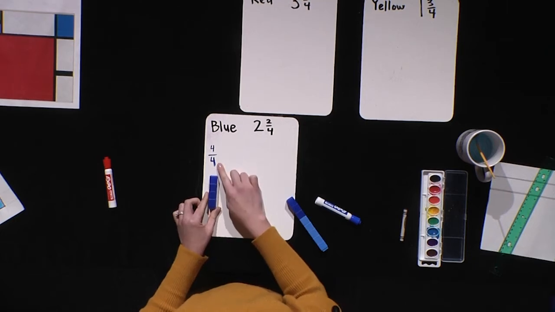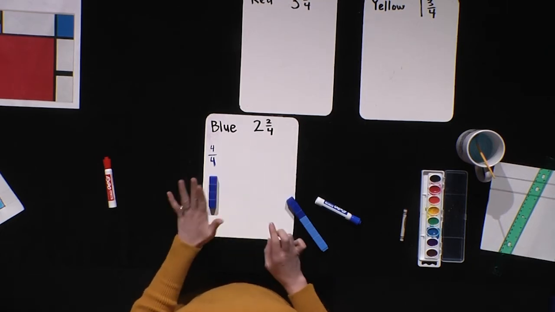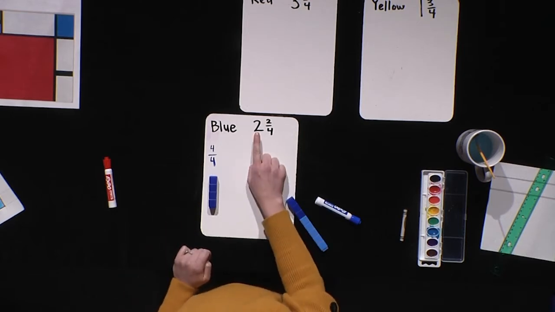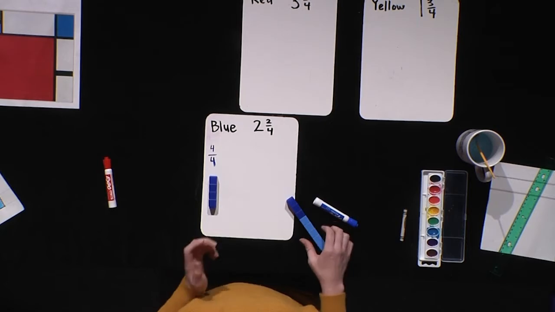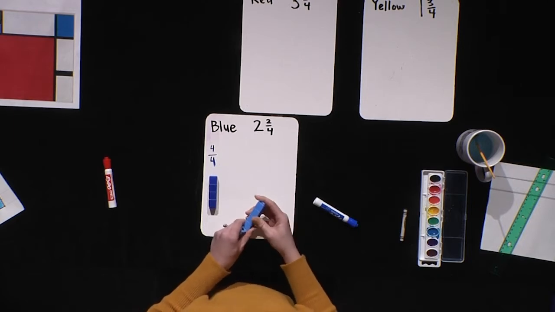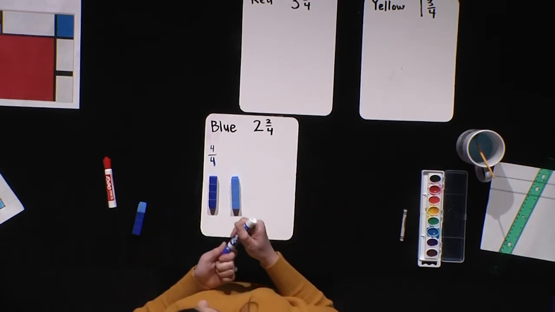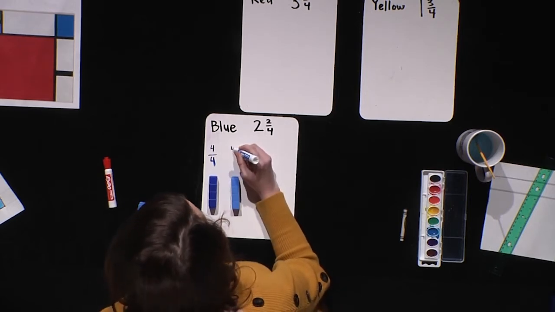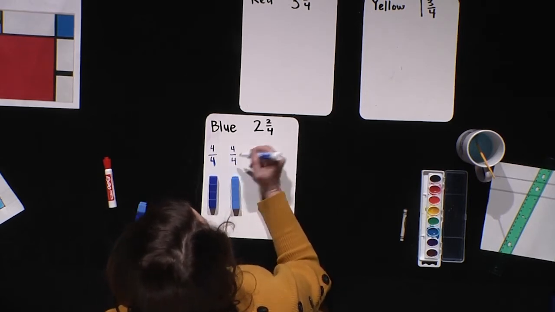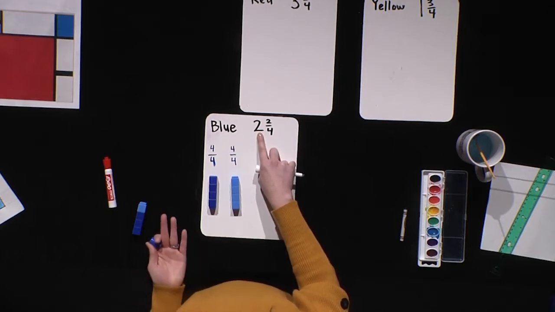And I know I'm working with fourths because my denominator right here is a fourth. So 4/4 equals 1 whole. But my mixed number right here says 2. So I need to do another 4/4. So let me pull off 4 Unifix cubes again. And now I have 4/4, which equals another whole. So I have decomposed my fraction to have the same value as my whole number of 2.